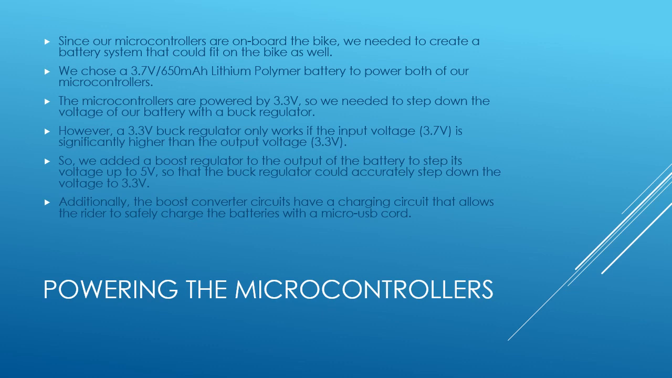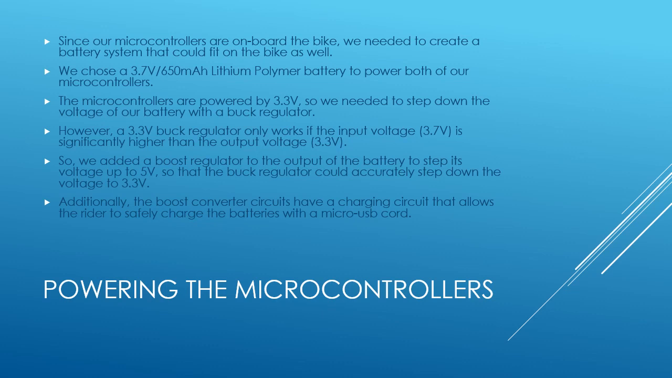Powering the microcontrollers. Since our microcontrollers are on board the bike, we needed to create a battery system that was small enough to fit on the bike as well, especially where the microcontrollers were positioned. We found a 3.7 volt lithium-ion battery that was small enough to fit on the crank arm of the bike and the fork of the front wheel to power both of the microcontrollers. But the microcontrollers are powered off 3.3 volts, so we needed to step down the voltage of our battery. We chose to use a buck regulator.